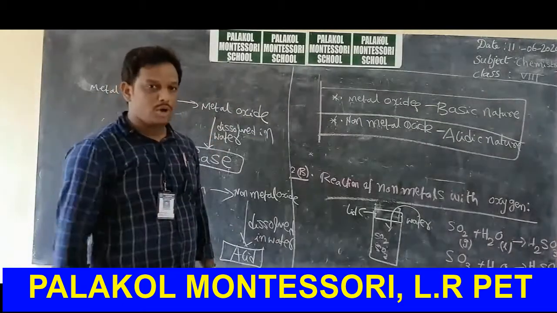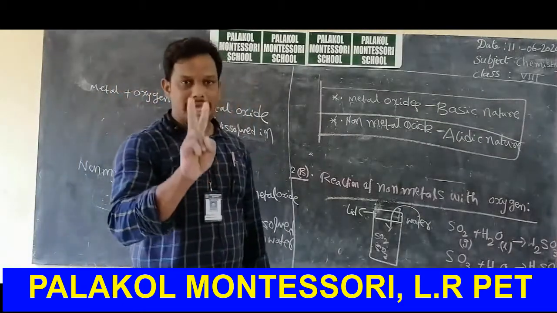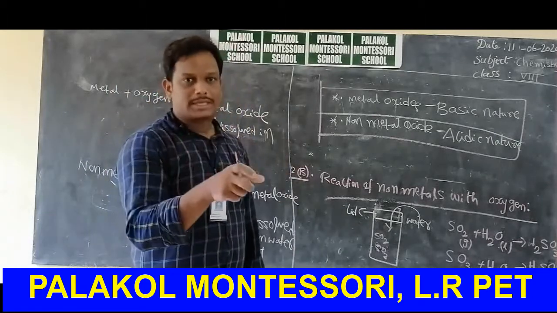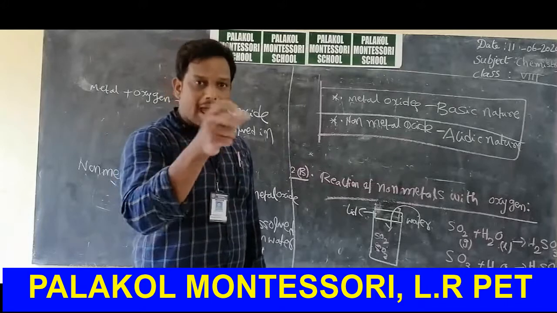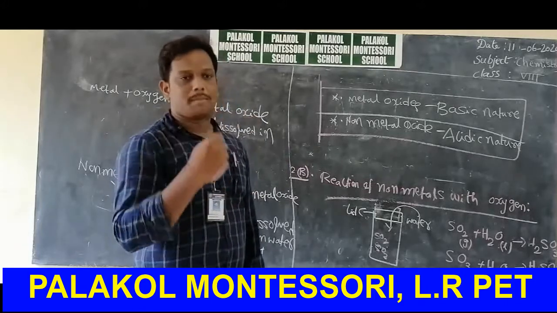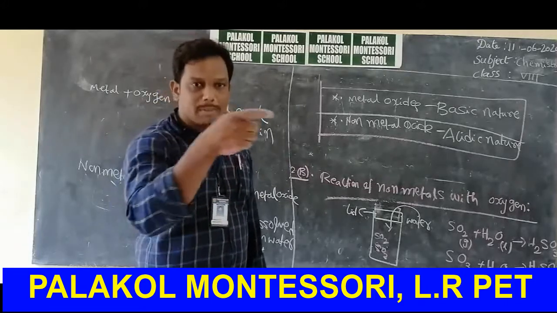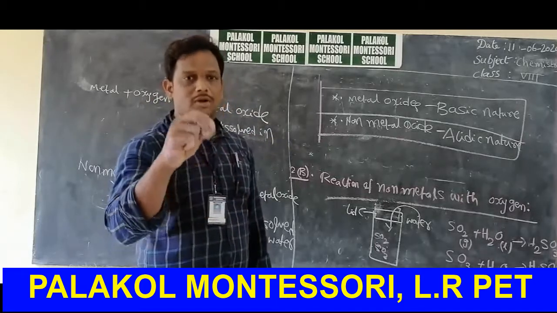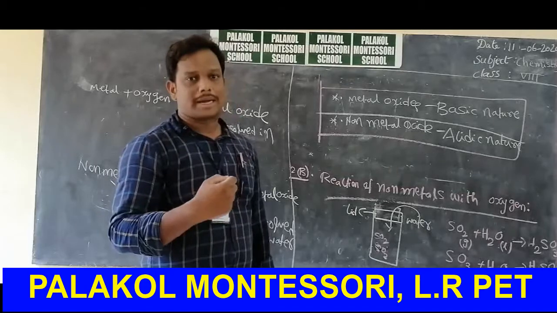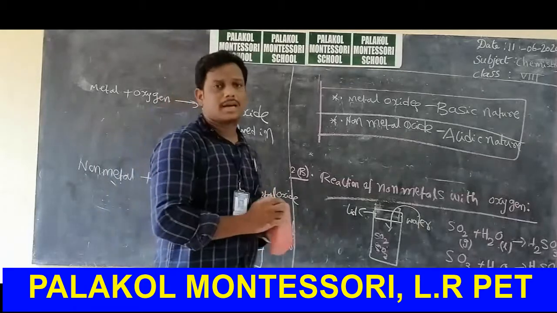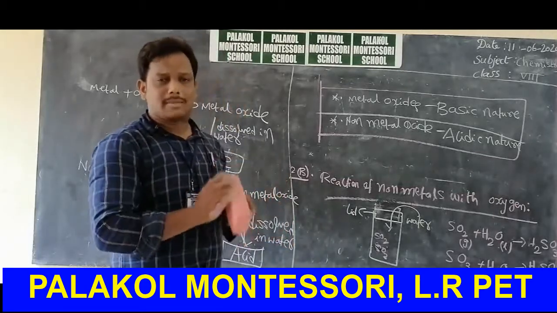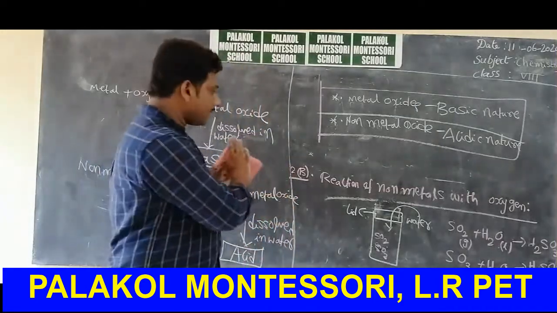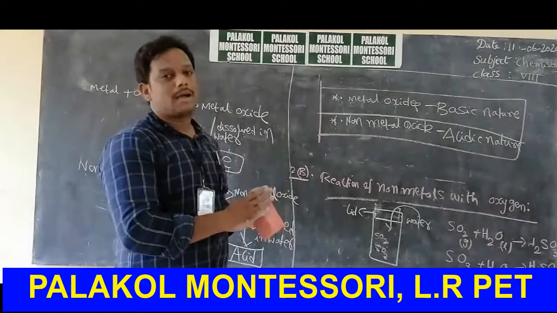Say for example, you have taken two elements A and B. You don't know whether it is a metal or non-metal. Simply, you react A and B with oxygen and dissolve in water. If you get a basic solution, we will call A a metal. Otherwise, you will get an acidic solution, you will call A a non-metal. So based upon the chemical properties also, we can classify elements as metals and non-metals. This is about reaction of metals with oxygen, reaction of non-metals with oxygen.